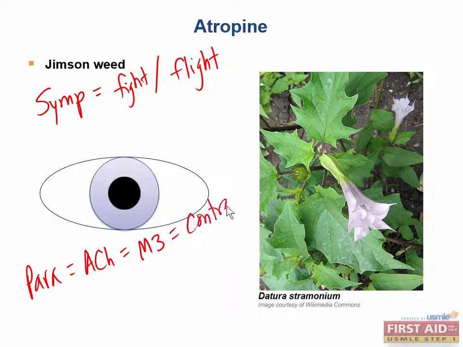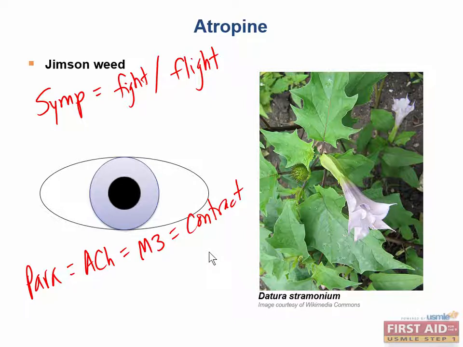So, I'll explain what I just wrote here. Acetylcholine is going to be your primary postganglionic neurotransmitter of the parasympathetic nervous system. In the eye, acetylcholine binds to M3, muscarinic 3 receptors, causing pupillary constriction, which then leads to miosis.